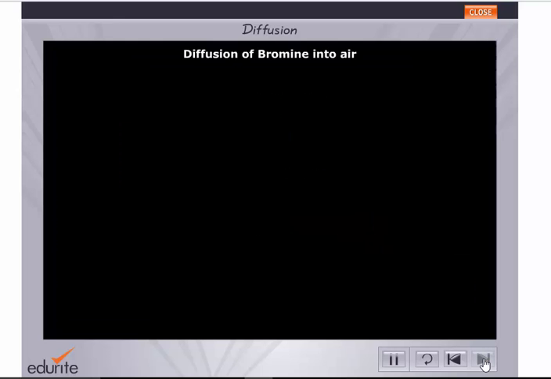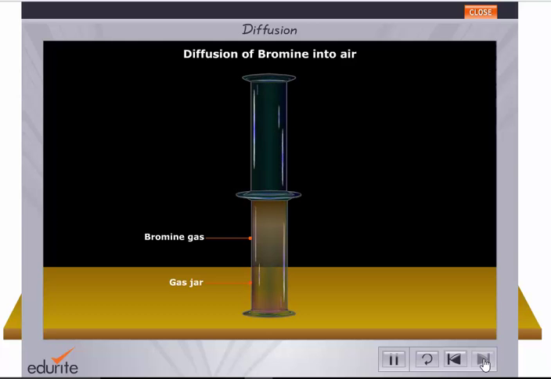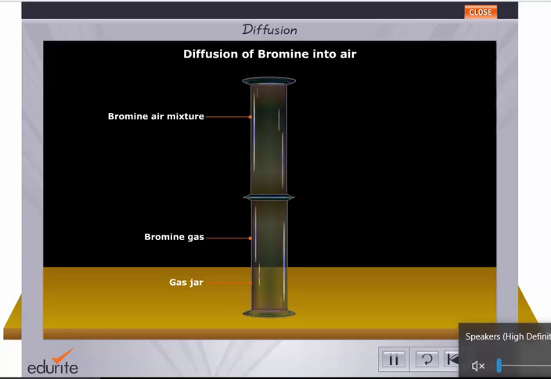Diffusion of bromine into air. Arrange gas jars containing bromine and air as shown here. Remove the cover plate. What do you observe? The brown-colored bromine gas rapidly spreads into the jar containing air to produce a uniform bromine-air mixture of pale brown color.